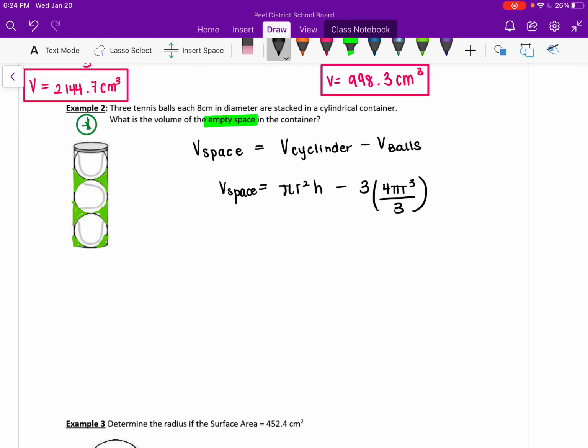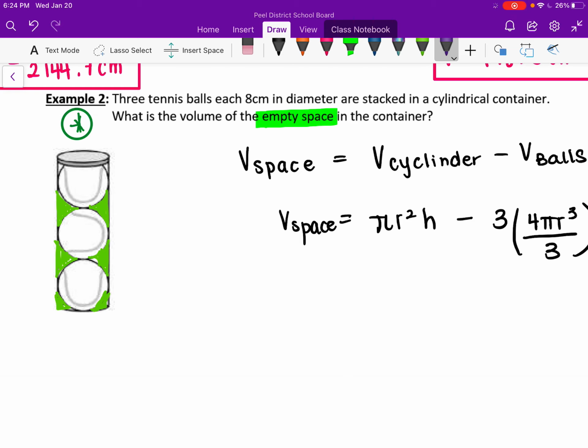So first things first, I need to find the height. How can I find the height if I'm given this? I know that each of these balls is 8 centimeters in diameter, from top to bottom. I'm going to put some more in, and I know that when you stack them on top of each other, they fill the entire length of the container.